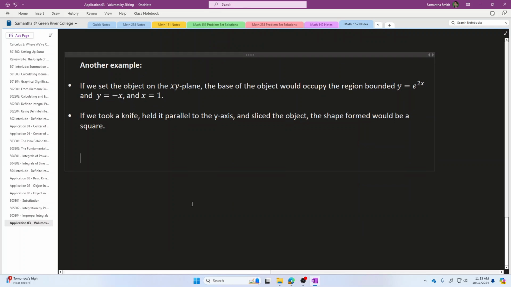In this situation, someone says, okay, I got an object, and if I set it down on the xy plane, the base of the object occupies the following region.